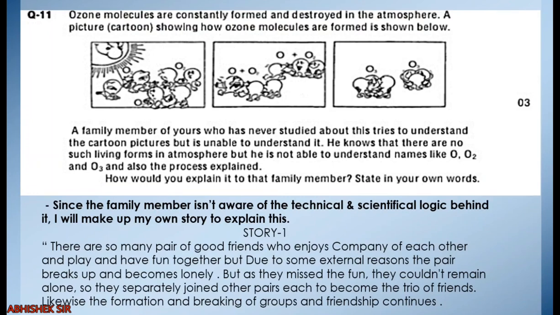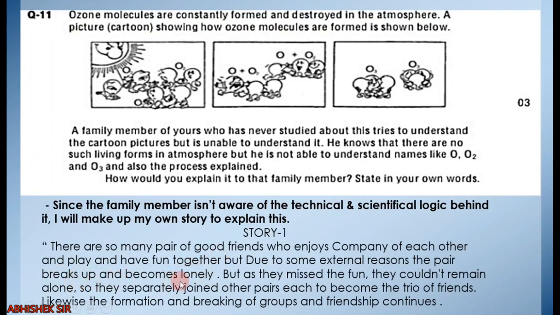So that the family member who is not aware of this understands. So the first story goes like this. There are so many pairs of good friends who enjoy the company of each other. That means O2 molecules, I'm asking. And having fun together, but due to some external reasons, you see, the UV rays, the pair breaks up and becomes lonely.